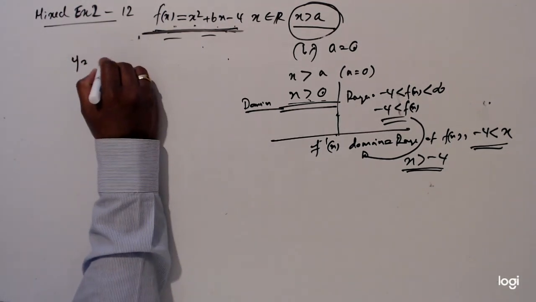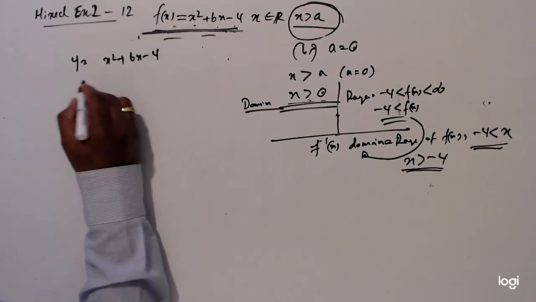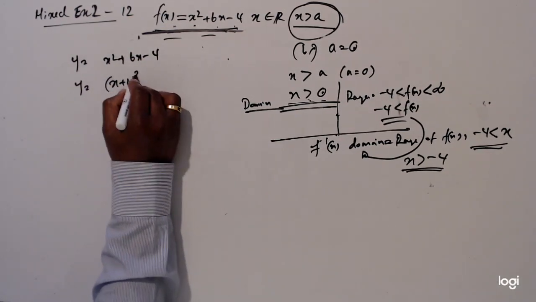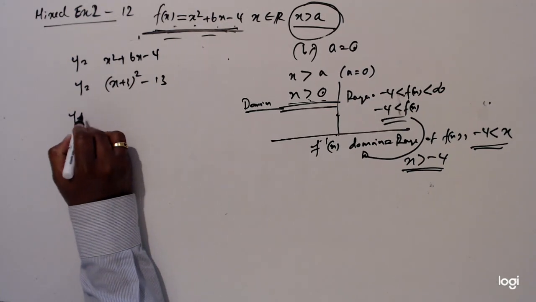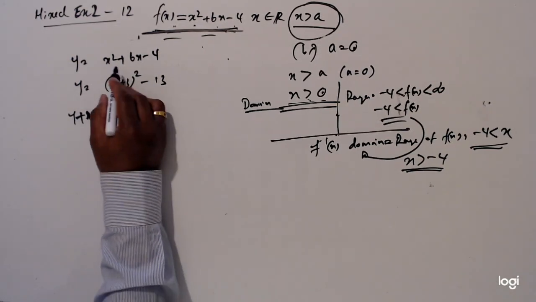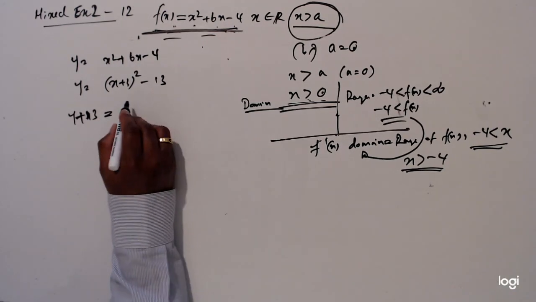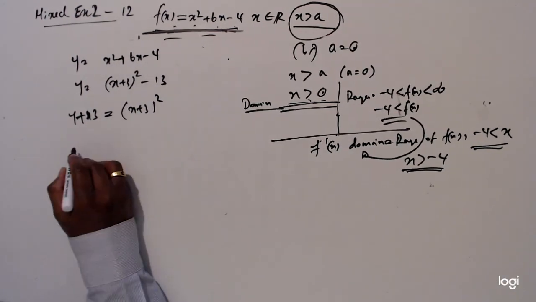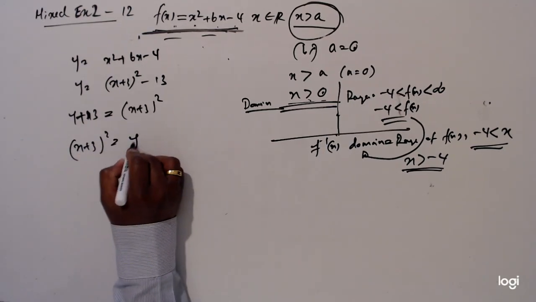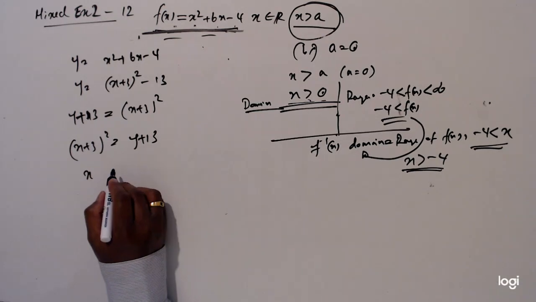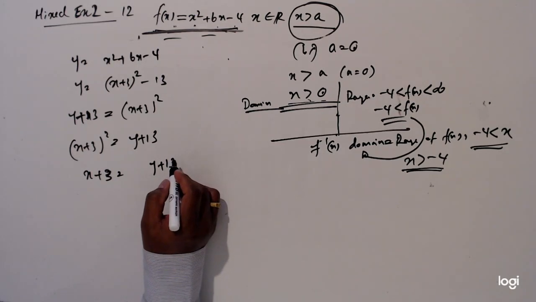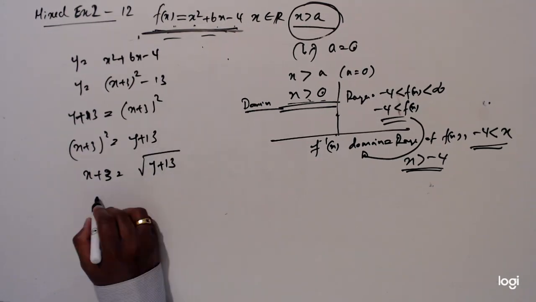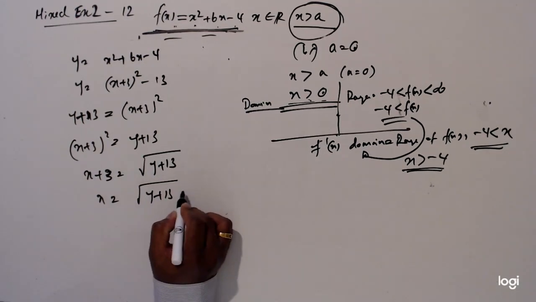So y equals x squared plus 6x minus 4, y equals (x plus 3) squared minus 13, and y plus 13. So we want to make x the subject, and then (x plus 3) squared equals y plus 13. So x plus 3 equals the square root of y plus 13, and x equals the square root of y plus 13, minus 3, moving the 3 to the other side.